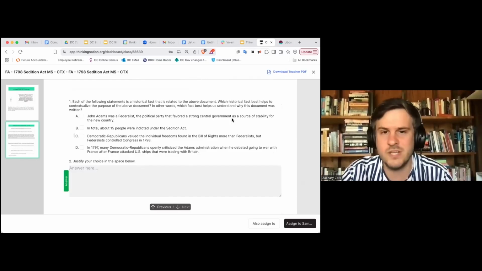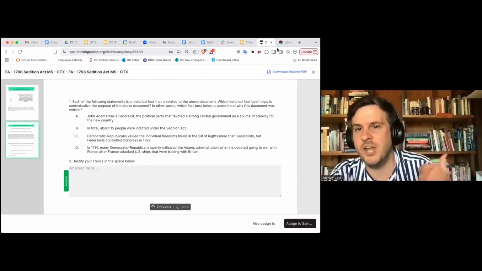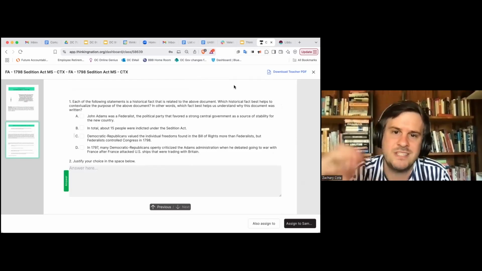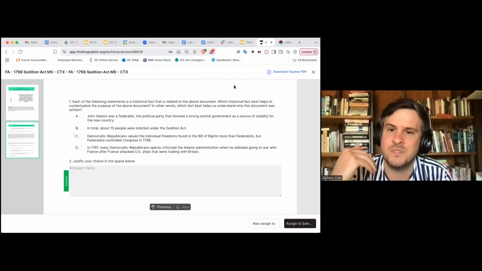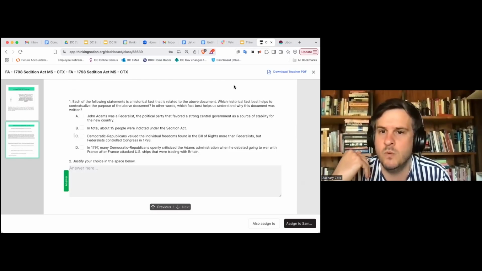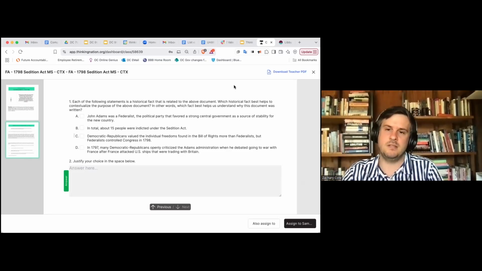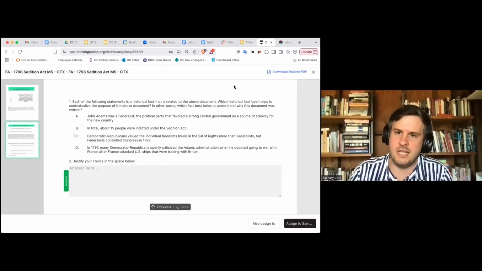These are all true historical facts, but not all facts are created equal when we're contextualizing. The students then have to identify one fact that they think best helps understand why the document was written. What is the most important fact to contextualize this document? And then they have to justify that in the space. So these take less than 30 minutes, 20, 30 minutes.